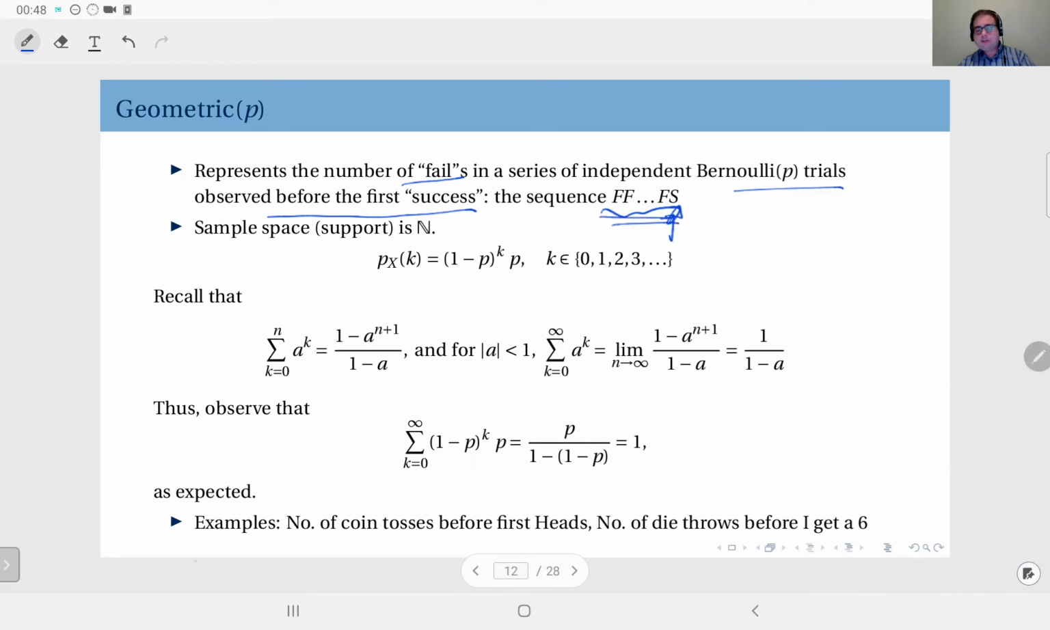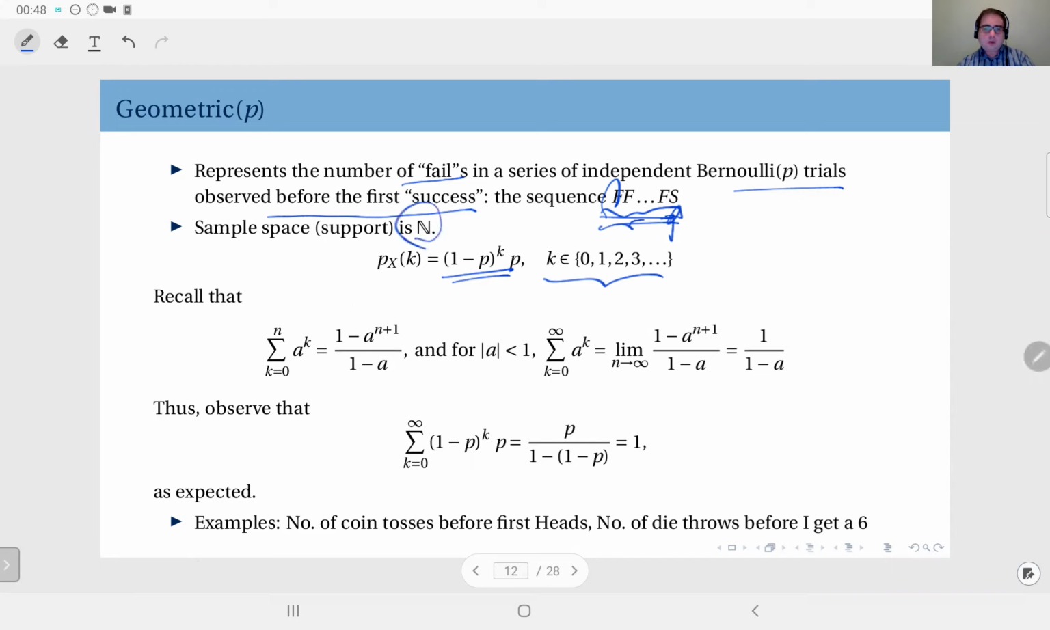The probability for such a sequence is, since the probability of a fail is 1 minus p, and you have k of them, and at the end you have one success, so the probability is (1 minus p) to the power k times p.